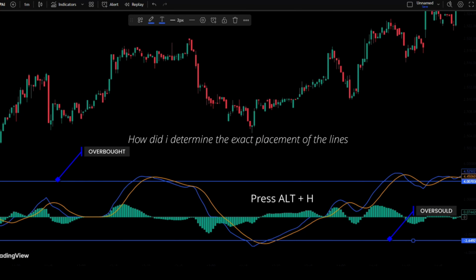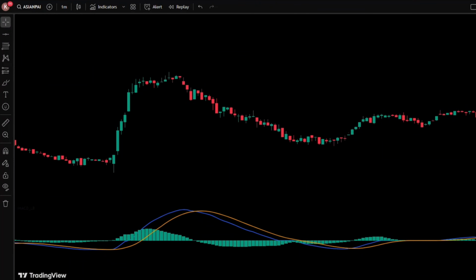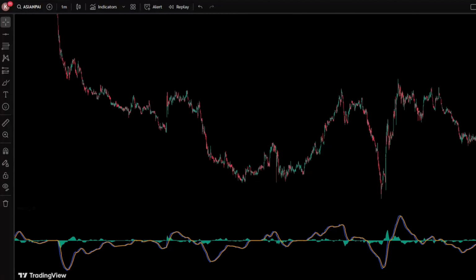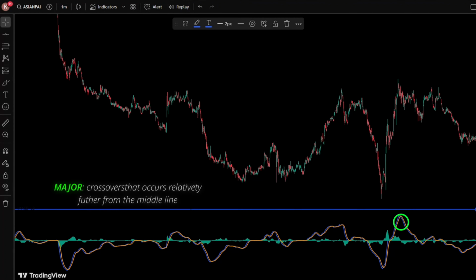Now you must be thinking that at what value should we keep the overbought and oversold lines? So look, this is not fixed. It depends on the momentum of your market. But there is a solution for this too. Let me tell you. So first of all, you have to zoom out the chart. From where the big dips have come, you have to draw a line there, which we will call the major line. It stays away from the middle line. If a crossover happens here, then there are high chances of big moves.